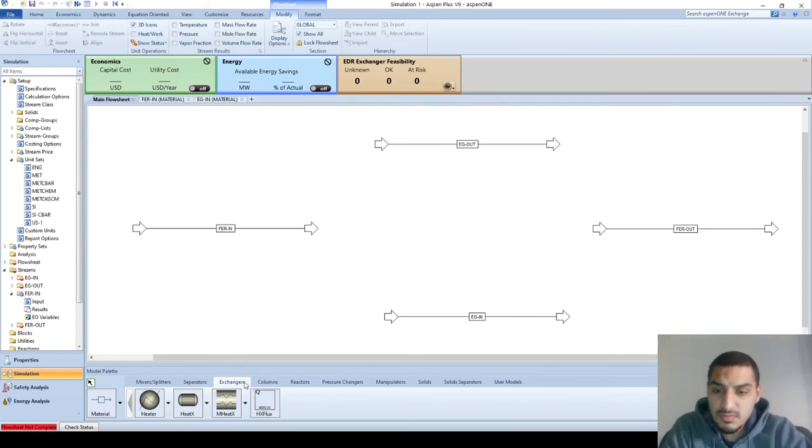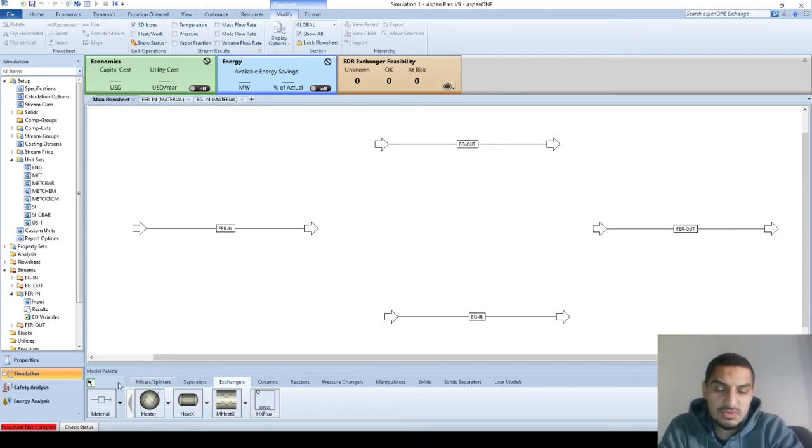So now let's see what kind of blocks that we have that can be used to do the heat exchanging. So we have here 4 categories. This is what's called heater. It says thermal and phase changer, models heaters, coolers, condensers, etc. This is the heat exchangers. It's two-stream countercurrent or co-current exchanger.